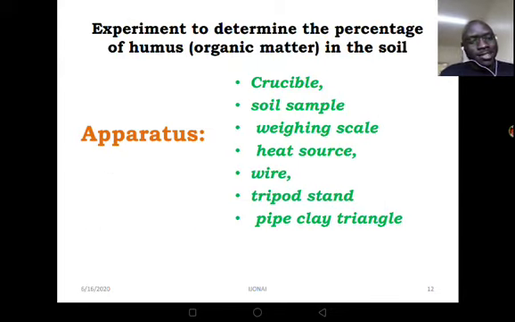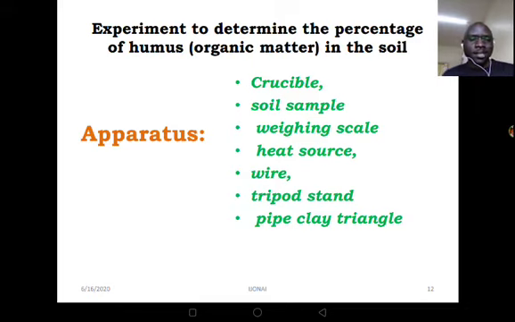Great. So at least now we know what we call humus and also the importances of humus. So I want to take you through experiment 2 in this lesson. And this experiment is used to determine the percentage of humus in the soil. How can we know how much humus is present in the soil practically? That's what we want to do.